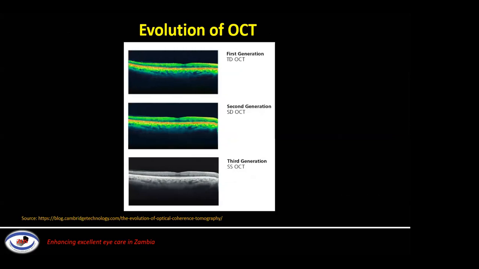You see the first one, the time domain image, the layers of the retina, the green which is above the orange, the layers of the retina are not very clear. Whereas in the third generation, even though it is a black and white picture, you can see multiple layers which are clearly seen. Okay, so the resolution to differentiate each layer of the retina has improved.